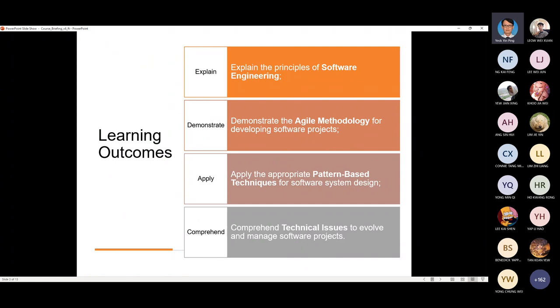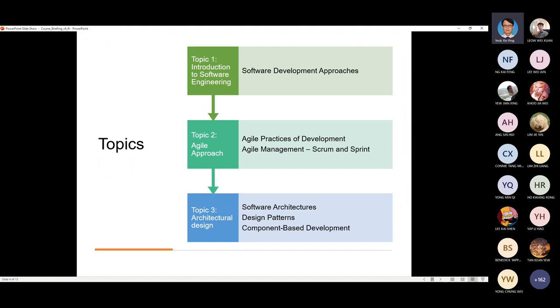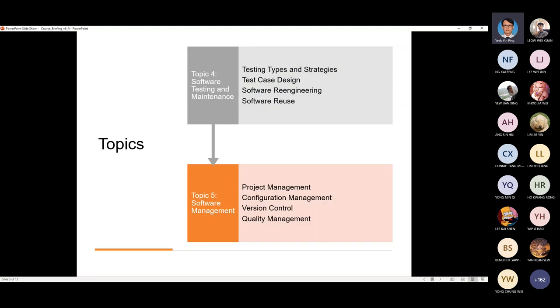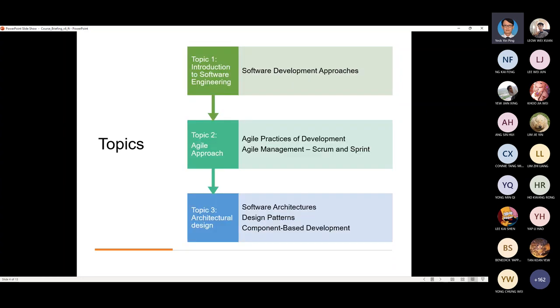In order to fulfill these learning outcomes, we have 5 topics here. You notice the first page covers topic 1 until topic 3, and the second page covers topic 4 and topic 5. Each of the topics we break down into different lectures. Topic 1 has two lectures: introduction to software engineering, and software development approach. Topic 2 is the agile approach, broken down into 2 lectures: agile practice of development and agile management, which is Scrum and Sprint.